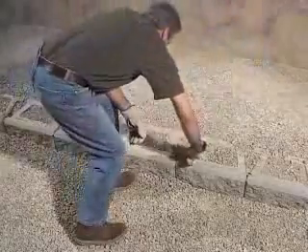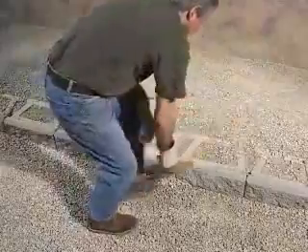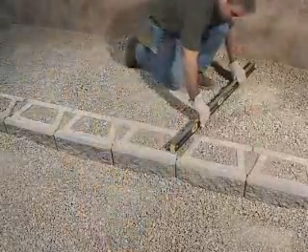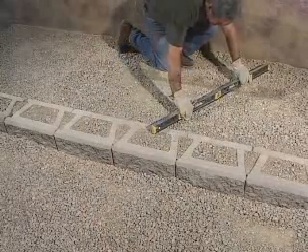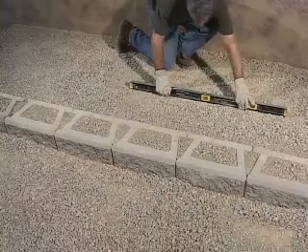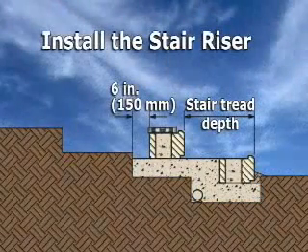Remove any excess soil from the top surface of the blocks by sweeping the blocks clean with a broom. Use a level to screed the stair tread area, then check for level from front to back and side to side, making sure the stair tread is level with the top of the first course of blocks. Install the stair riser.